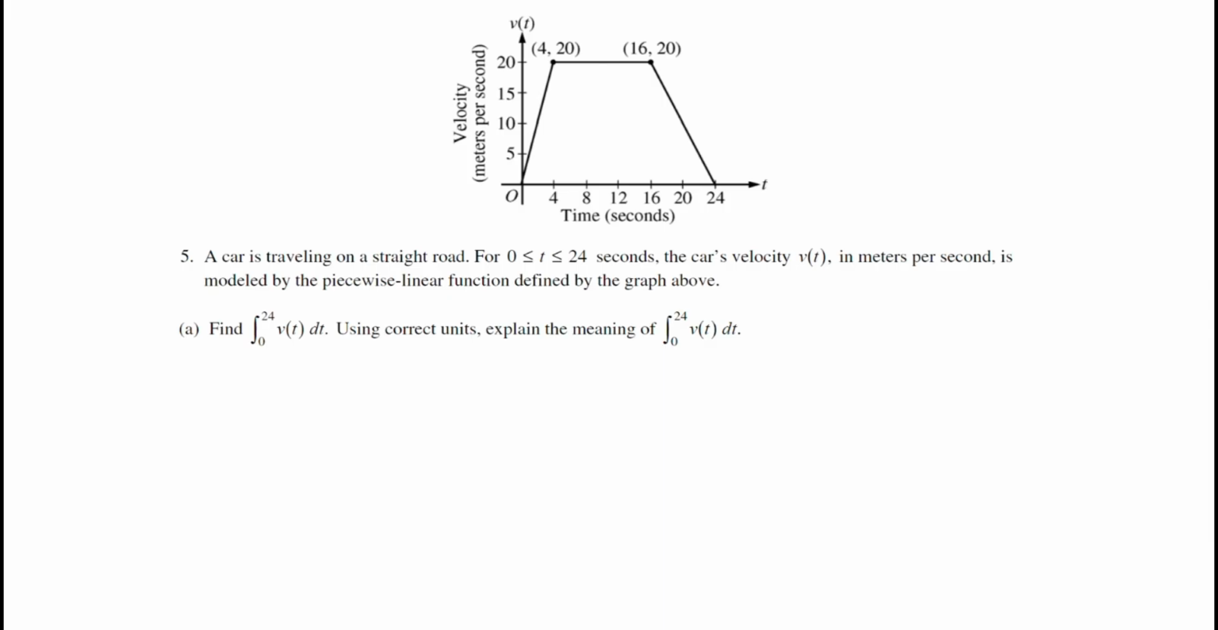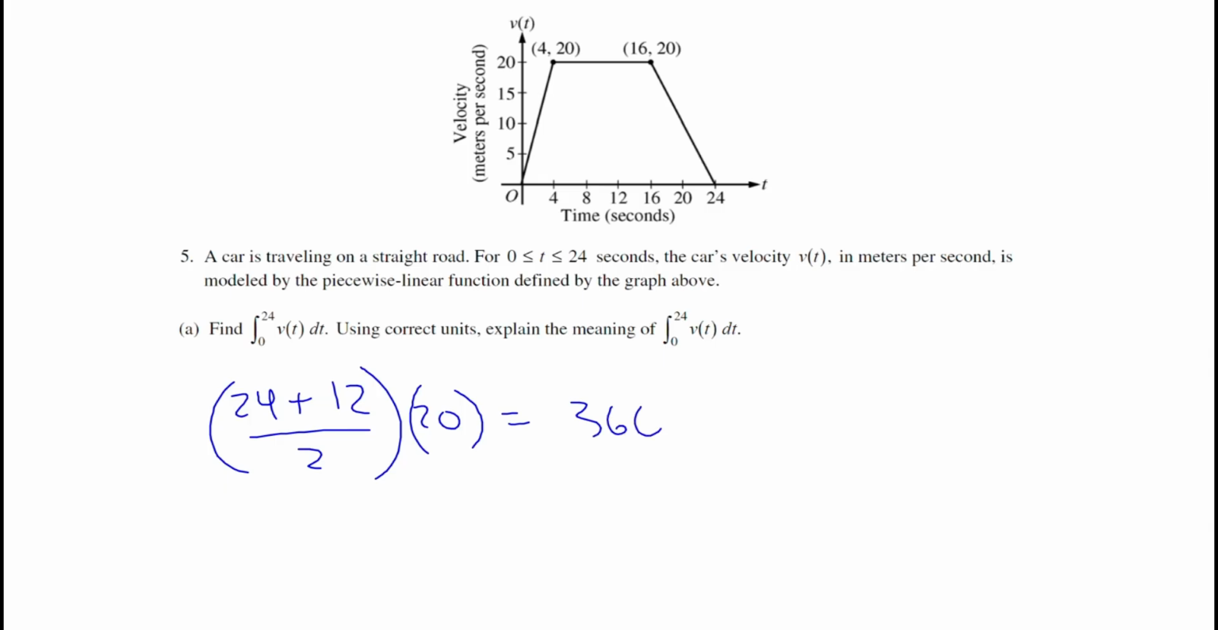I mean, it's just a trapezoid with a base of 24 and a base going across the top from 4 to 16. Right, so 0 to 24 is our 24, 4 to 16 is 12. Divide that by 2 and multiply by the height of 20. Right? Well, that's just 24 plus 12, which is 36, times 10. So we just get 360. Our units here are going to be meters.